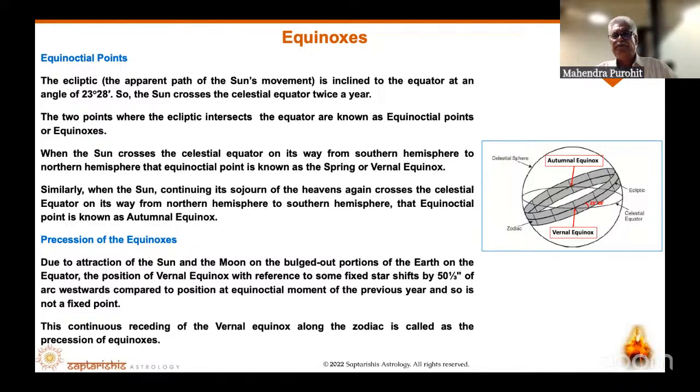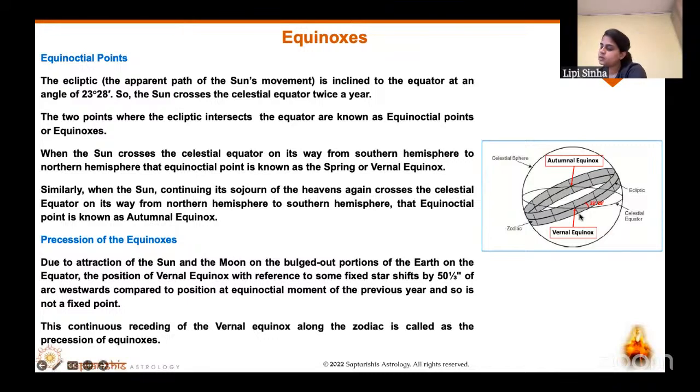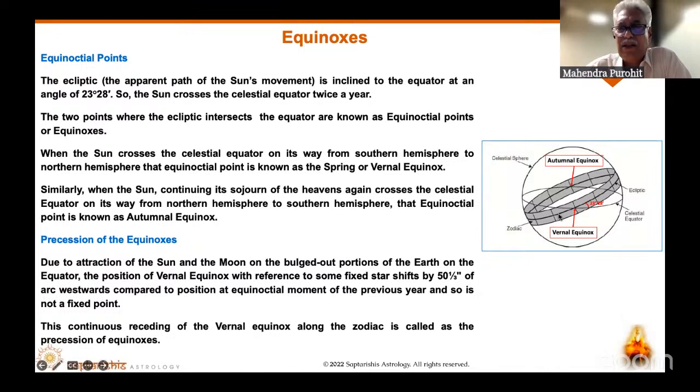Now what happens is that because of the attraction of the sun and moon on the bulged out portions of the earth, which is an astronomical phenomenon, this vernal equinox also shifts from this point to this point, westwards. Suppose it is here this year, then after 1 year it will go here. The rate is 50 and 1/3 seconds of arc per year. So in 1 year it shifts by 50 and 1/3 seconds of arc.